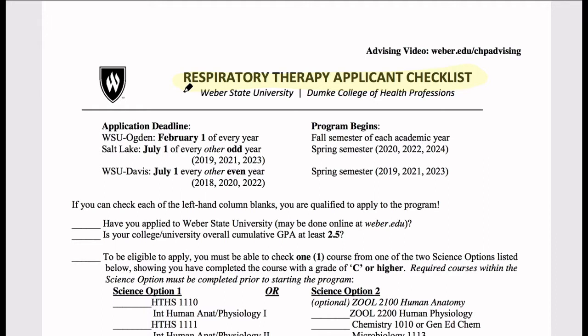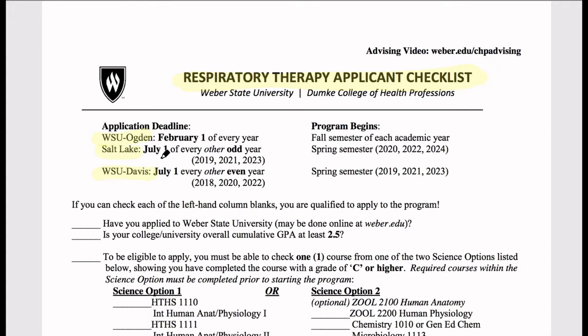Respiratory therapy is a bachelor's degree program that has 3 separate locations: Ogden, Salt Lake, and Weber State Davis campus in Layton. They also have different deadlines. Ogden has an application every year, February 1st. They start in the fall. Salt Lake and Davis alternate every other year, and their applications are due July 1st, and they start the program every spring.